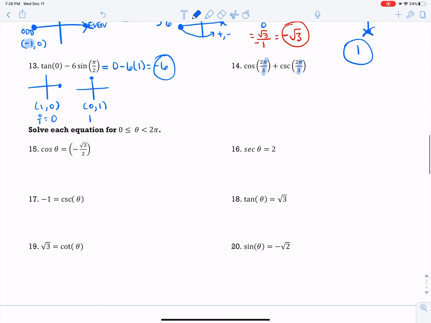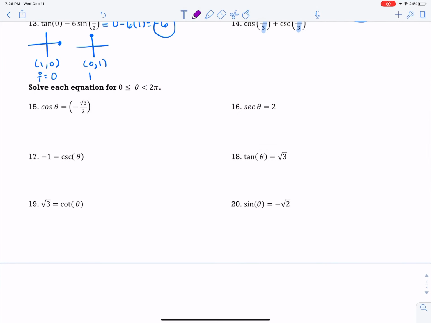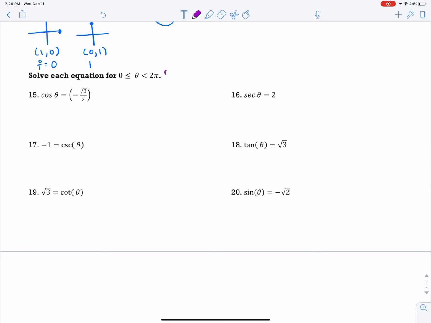All right, and the last section. So the way I tell my students is to think, what angle is the trig, so sine, cosine, tangent, whatever number. So, for example, what angle is the cosine negative square root of 3 over 2? What angle is the secant positive 2? What angle is the tangent square root of 3? That's all you're literally asking yourself.